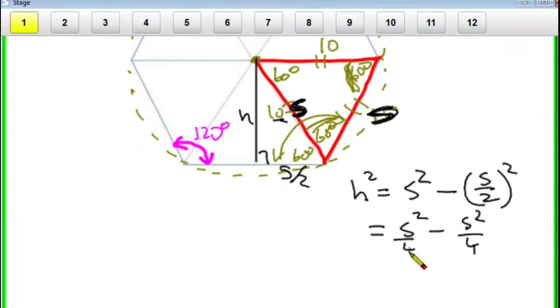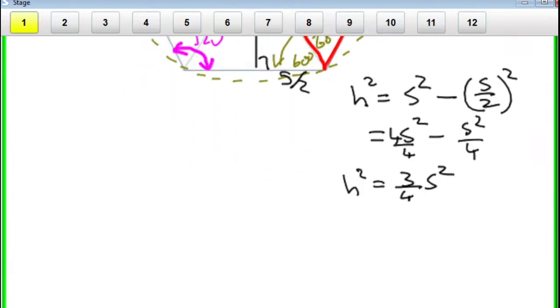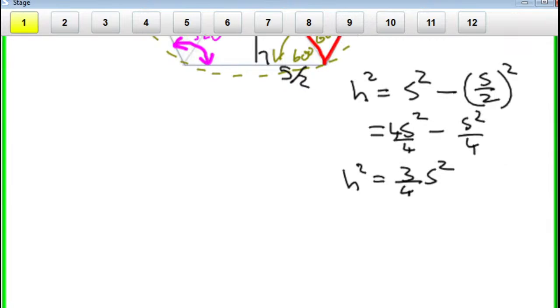Then we can make this 4S squared over 4 as well, which will give us 3 over 4 S squared, or just 3S squared over 4, whichever way you want to look at it. But that's very important because this is H squared, and then if we take the square root on both sides, we'll get that H is equal to S over 2 square root of 3. And that square root of 3 will always be there, part of the property of working with the hexagon.